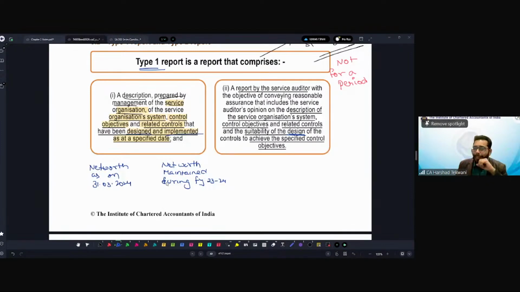Are these two reports the same? No, both are different, sir. Both are different. Both convey different things.